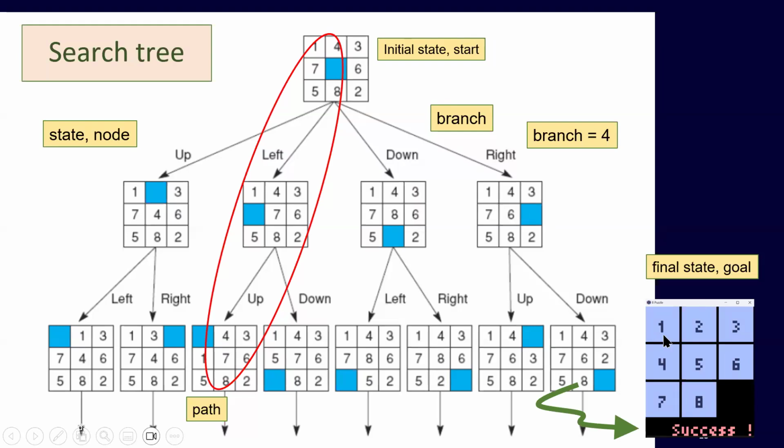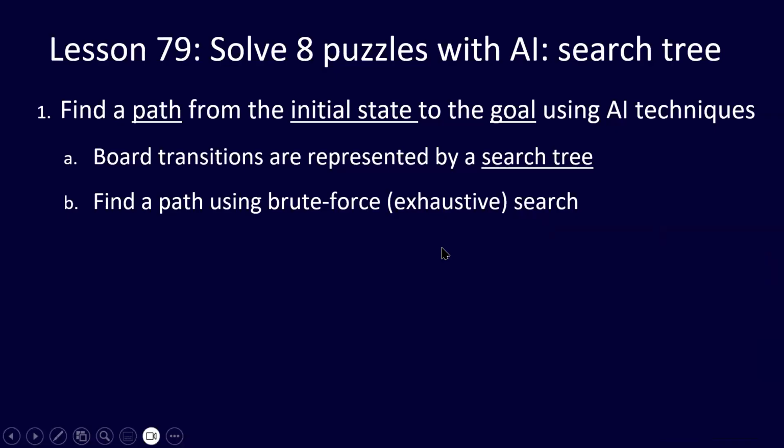This is the final state, right? 1, 2, 3, 4, 5, 6, 7, 8, empty. So what we want to do is find a path, the shorter the better, leading to the final state or goal state. That's what we are going to implement in the solver. First we will try some brute force search or exhaustive search, and then more intelligent searches.